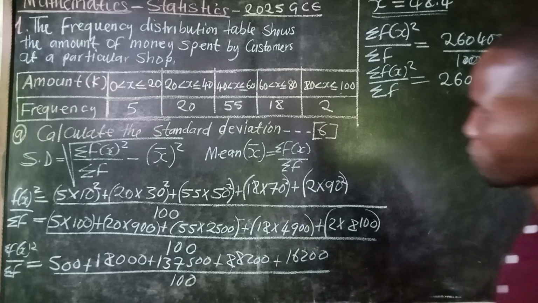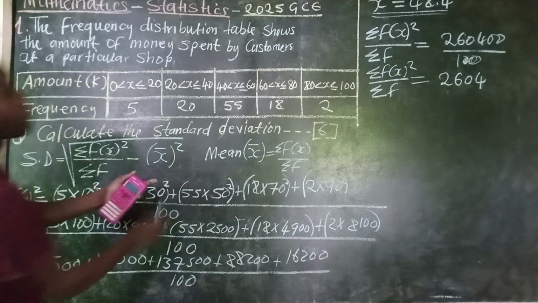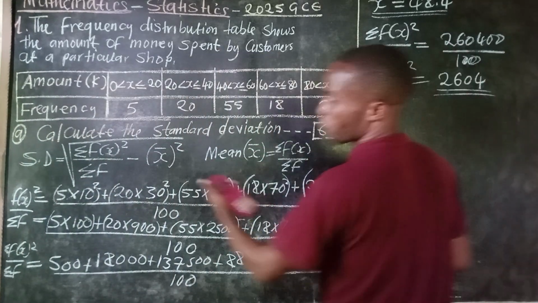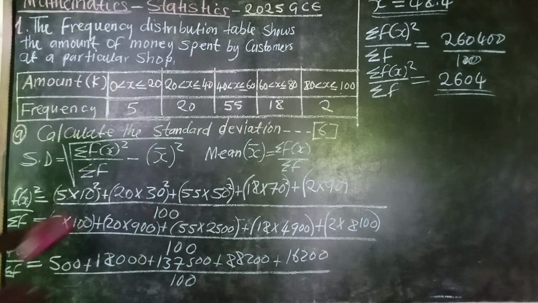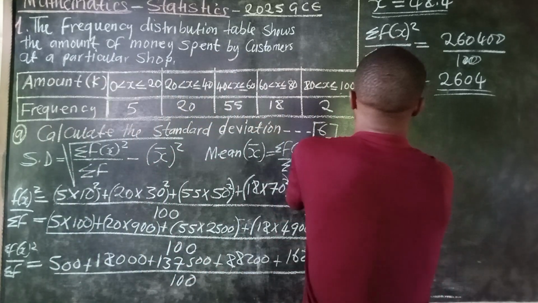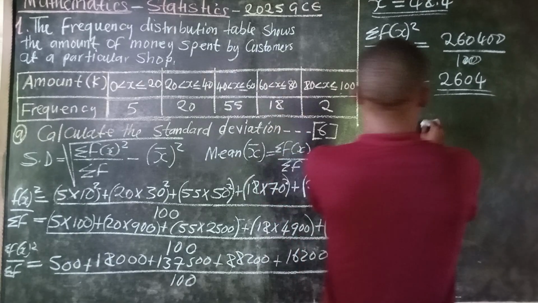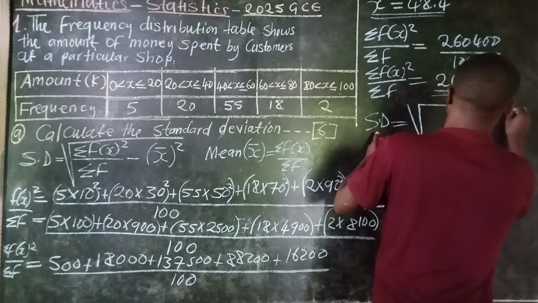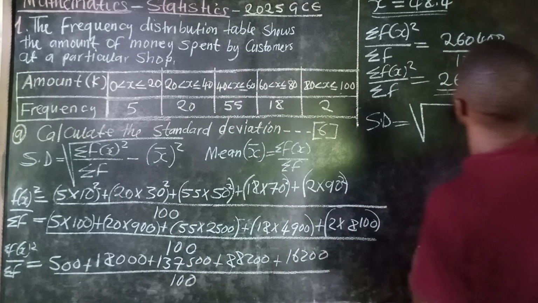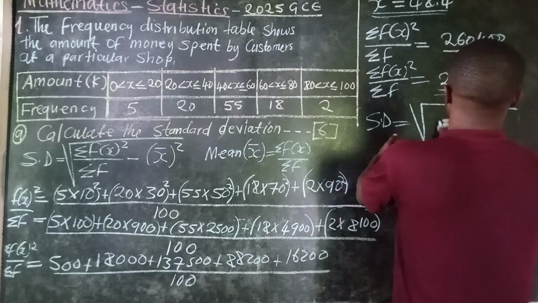Okay, so what we have found is the whole of this thing, and this one also we have found. So from there we can get back to our formula and substitute what we have. So standard deviation is equal to the square root of, we don't need to waste much time, let's put what is there. For f of x squared over the whole of that thing.